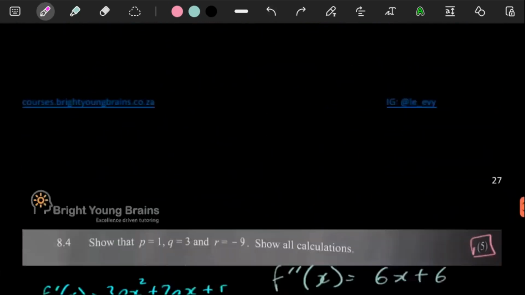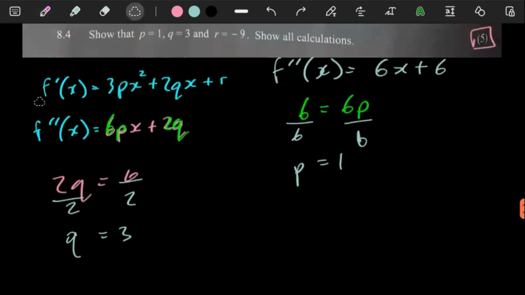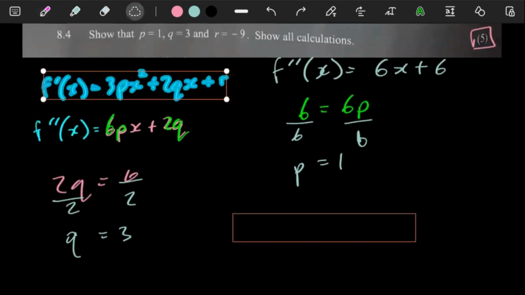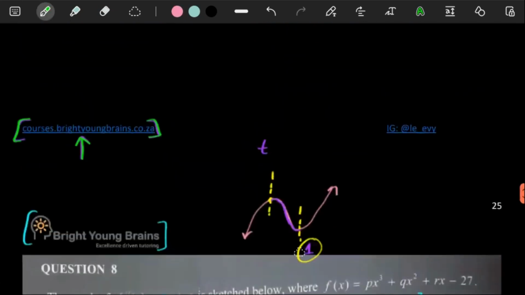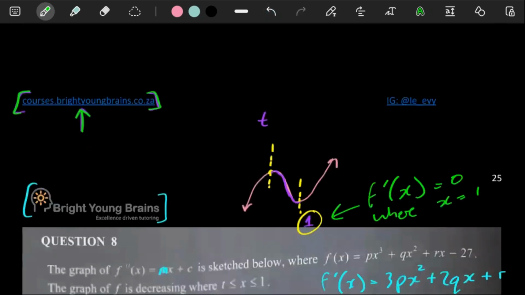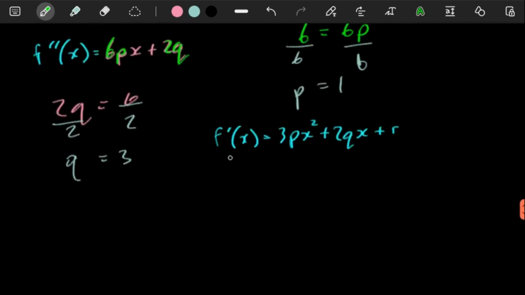The reason is, remember, your derivative is a gradient equation. We mentioned that one of the turning points is where x is 1, and at this position the gradient, the first derivative, is equal to 0, where x is equal to 1. So because we know that, we make our first derivative equal to 0 and our x value equal to 1. So this is 3p squared plus 2q times 1 plus r.